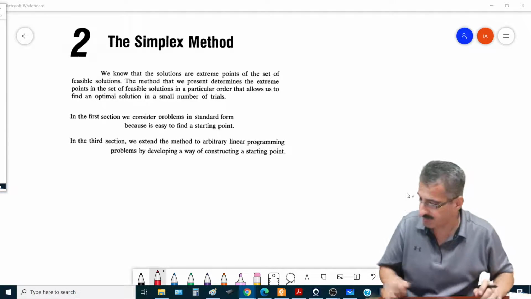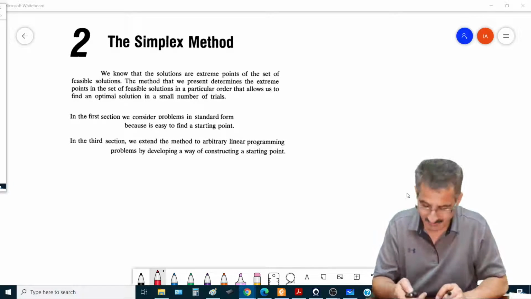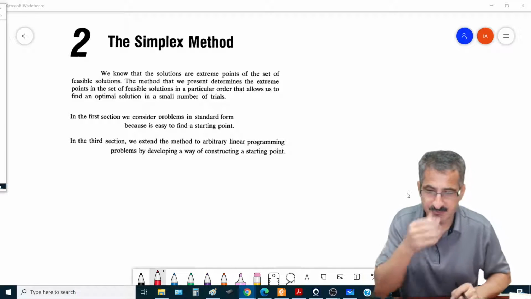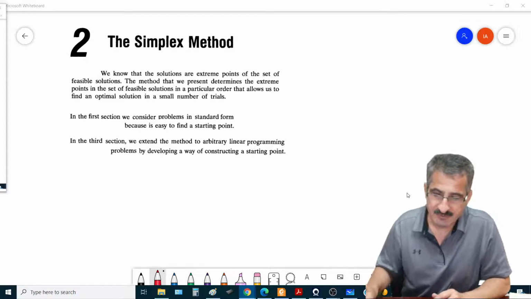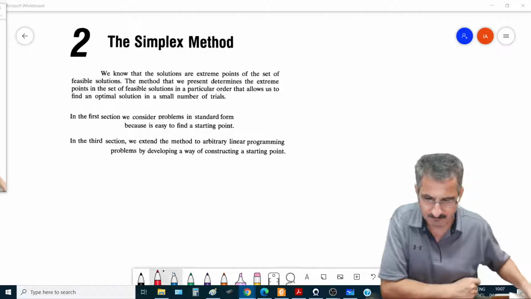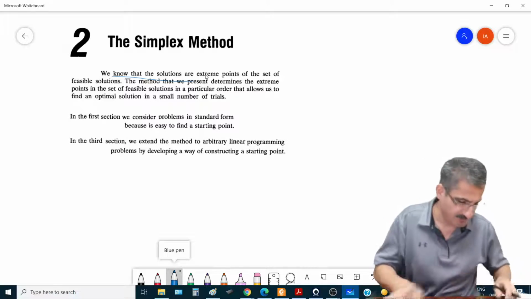Our lesson for today is about the simplex method. We will start chapter 2, the simplex method. So what we have learned so far is the following. Now, we know that the solutions happen at extreme points.